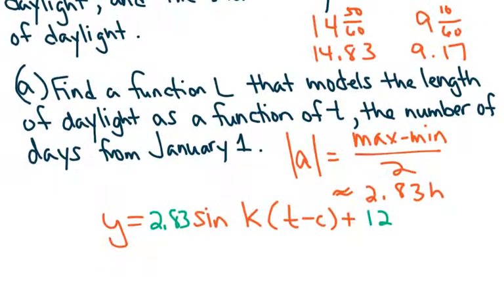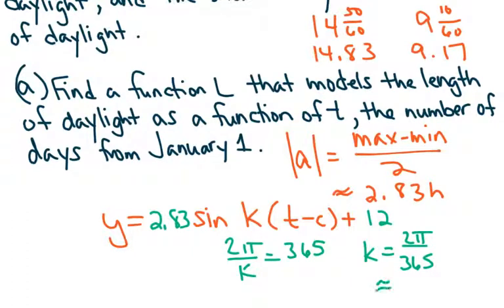To find k, I need to know the period. Well, we're talking about the number of daylight hours in a year. The period is 365 days. So to find k, we're going to do 2 pi over k is going to equal 365. That means k is equal to 2 pi over 365, which is approximately 0.0172. So now I'm going to take this out, and I'm going to put 0.0172.